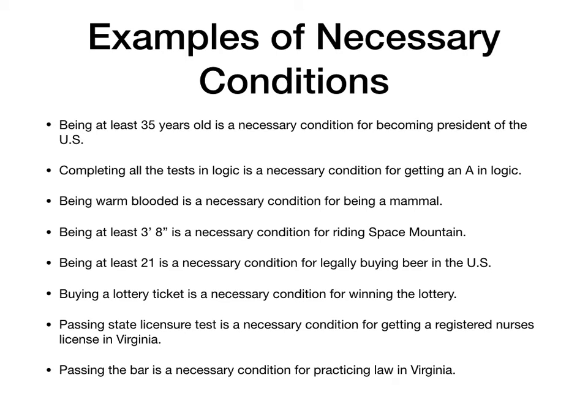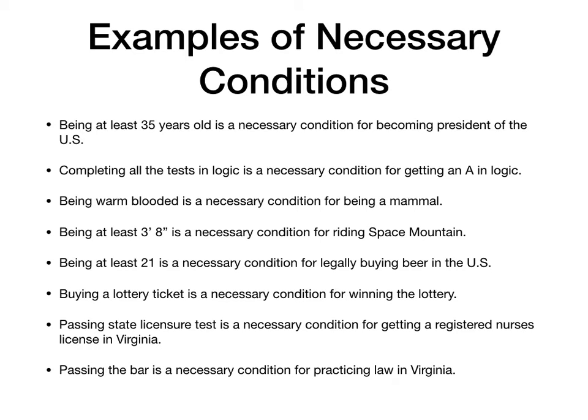Being at least 3 foot 8 inches is a necessary condition for riding Space Mountain. I Googled this. This is actually how tall you have to be to ride Space Mountain at Disney World. Being at least 21 is a necessary condition for legally buying beer in the U.S. Every state in the union, you have to be at least 21. It's actually set at the state level, but the federal government will yank all your highway money if you don't set it at least that. They actually had a big war with the state of Louisiana over this, who wanted to have an 18 drinking age. Anyway, so anywhere in the U.S., you got to be at least 21 to buy beer, right?